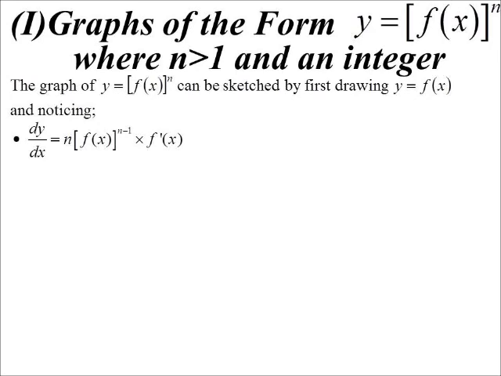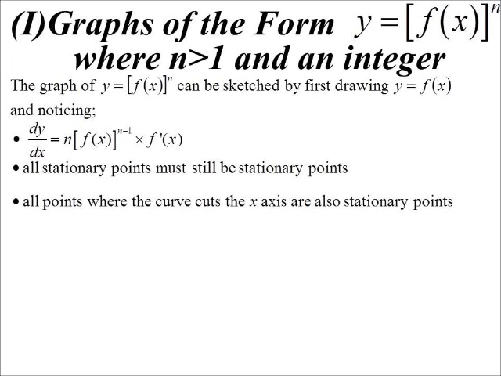Now this time, have a look at the derivative. If I differentiate function x to the power of n, we'd get n function x to the power of n minus 1 times f dash x. So what does that mean? That means all our original stationary points, so that'd be when f dash x is equal to 0, this new derivative is going to equal 0, but also where the original function was equal to 0, so x-intercepts, they now will become stationary points as well.